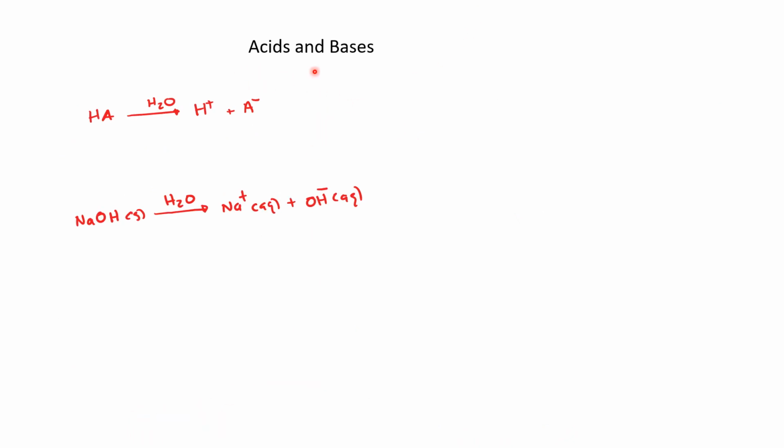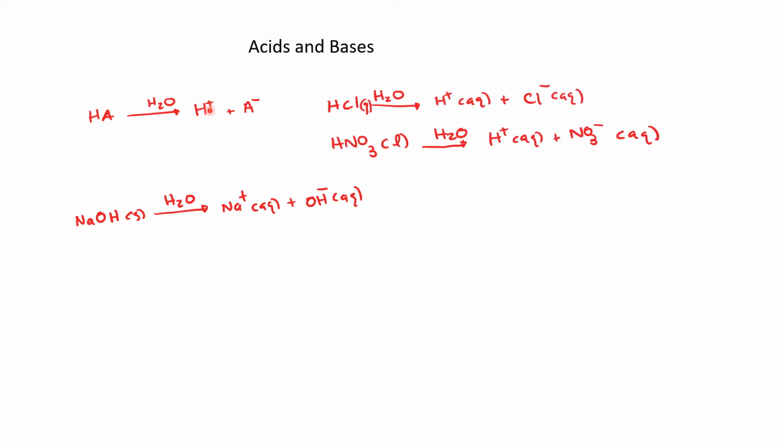Let's look at acids and bases. Acids are the substances that dissolve in water and produce H+ ions. For example, hydrogen chloride gas dissolves in water and produces H+ ions. Nitric acid dissolves in water and produces H+ ions. Bases are the substances that dissolve in water and produce hydroxide ions. Ammonia is a base because it dissolves in water and produces hydroxide ions.